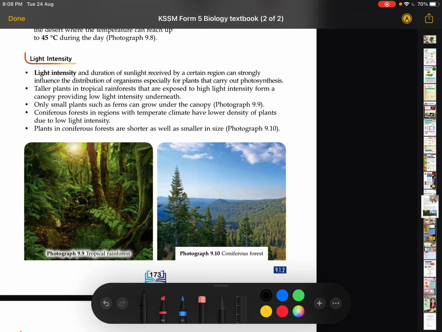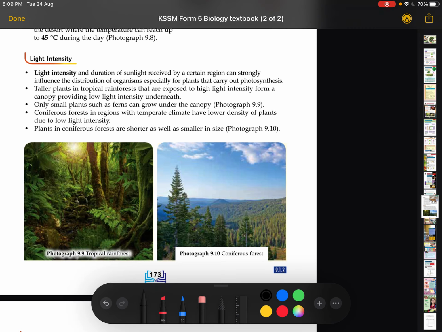For example, in a coniferous forest, they don't really have that much sunlight. While in Malaysia, in the rainforest, usually there is a lot of sunlight shining on the forest itself. However, in that forest, there are some tall trees and there are some small trees.